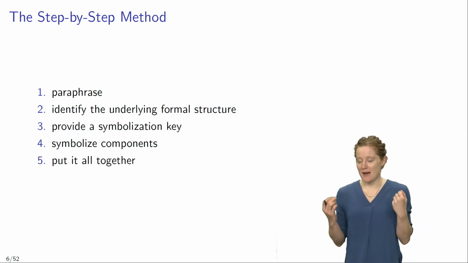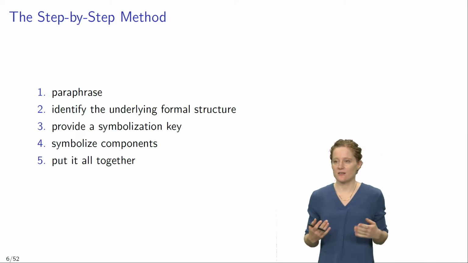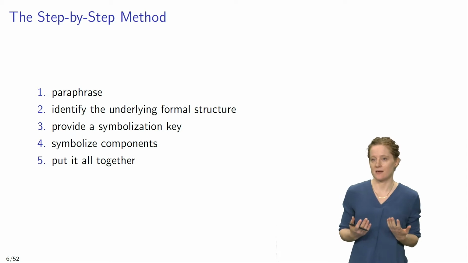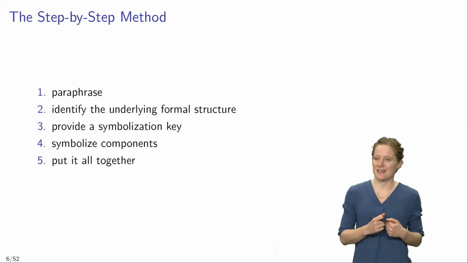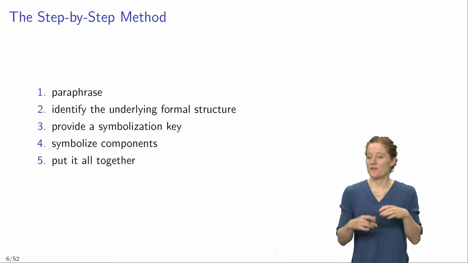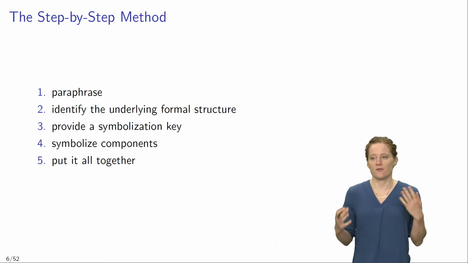Start with a paraphrase that makes the underlying formal structure of the sentence you want to symbolize transparent. Then identify this underlying formal structure. Provide a symbolization key for all the relevant predicates.